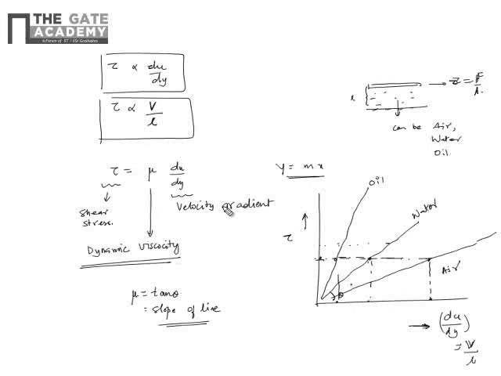Just keeping that example in mind, you can understand that in oil we are applying the same force. If I do the same experiment keeping air, water, and oil in between, in oil I will get less velocity of the plate for the same force F applied, whereas in water it will be somewhat more, and in air it will be more. So this shows that this slope is basically the property of the fluid.